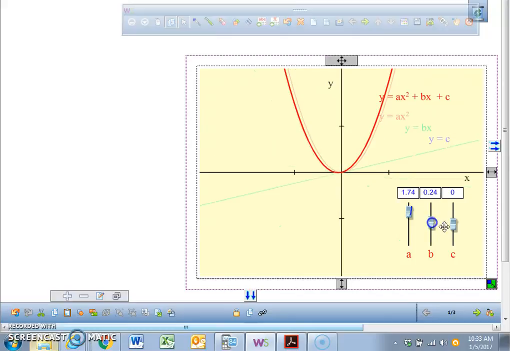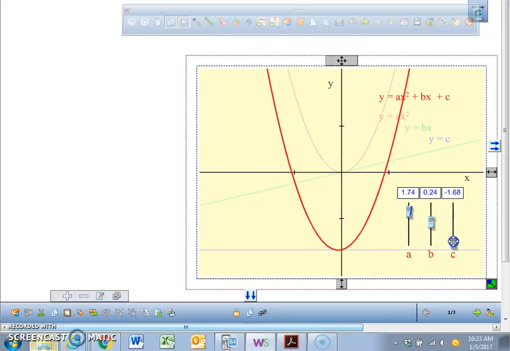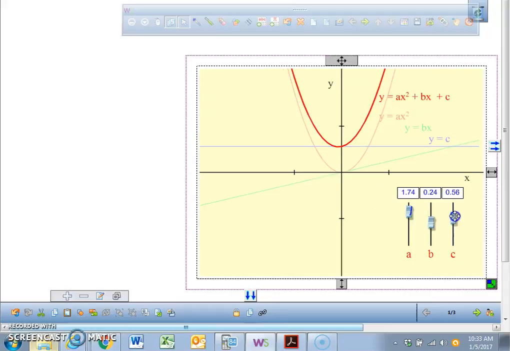Okay, let's do a little bit easier question. What does the c value do? That's the y-intercept. It just moves it up and down.